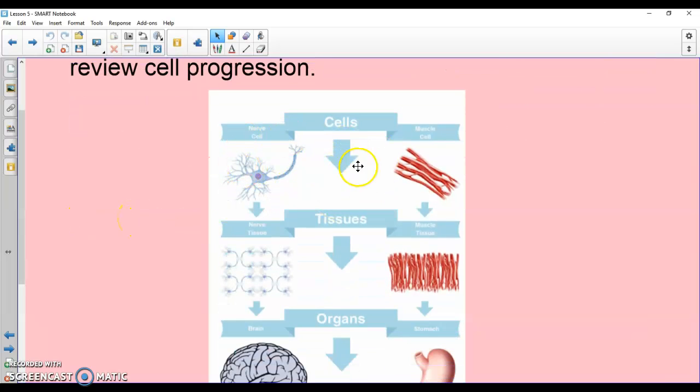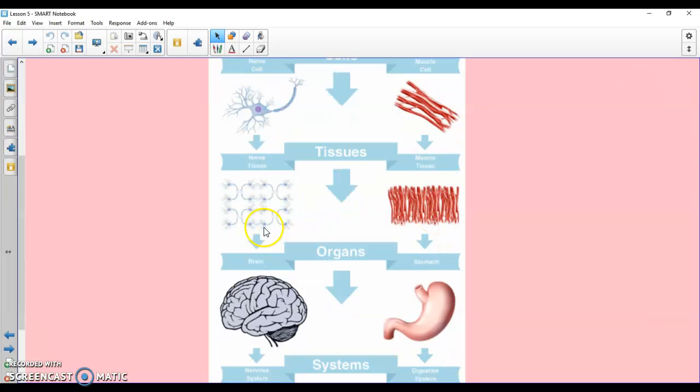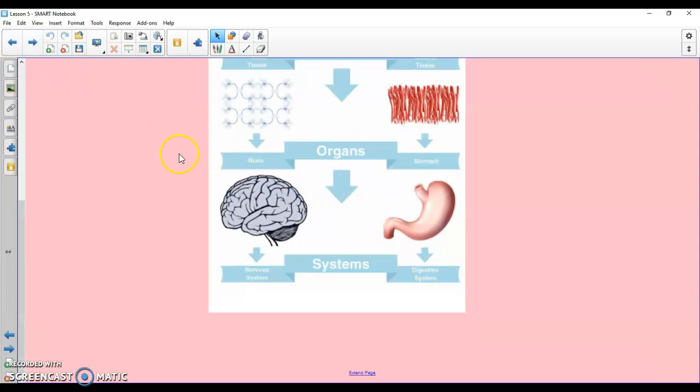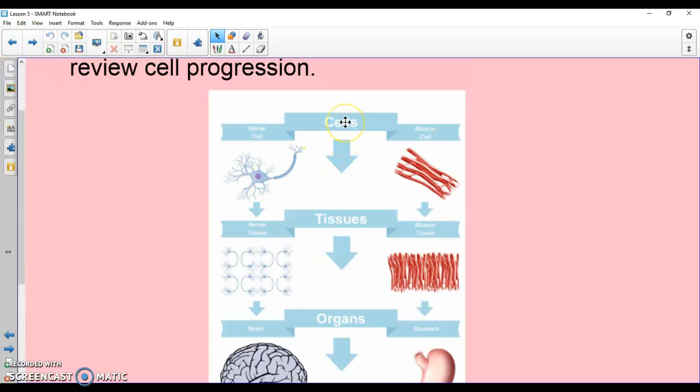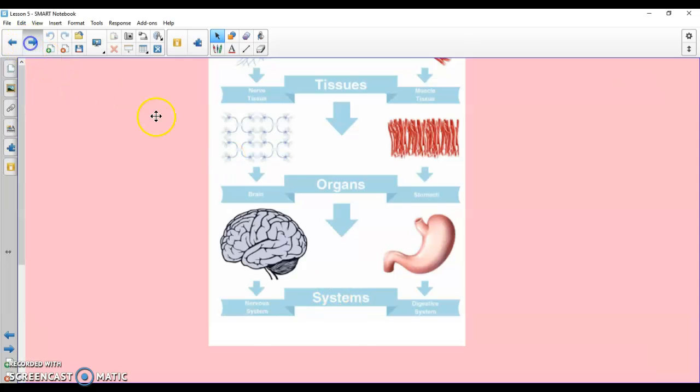So what do we already know? We know that these are cells. This is a nerve cell, this is a muscle cell. When you have a bunch of cells put together, we get tissues, so this is nervous tissue and muscle tissue. Then we know when you put a lot of tissue together, you get organs. This is the brain, which is a part of the nervous system, and this is the stomach, which is a part of the digestive system. So remember, a lot of cells put together make tissues, a lot of tissues put together make organs, and then organs together make systems.